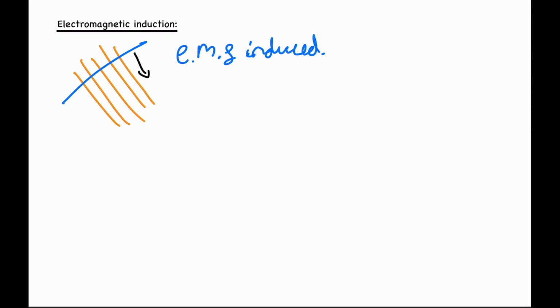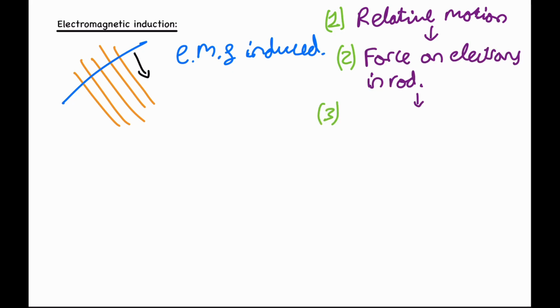So when a conductor cuts a magnetic field, say you have a magnetic field that looks something like this, and you have a conductor that cuts through it like this, electromotive forces are induced in the conductor. So if you have relative motion between a conducting rod and the magnetic field, electrons in the rod or in the conducting material will experience a force causing them to accumulate at one end of the rod. And this causes an EMF. And these are all the steps of electromagnetic induction.